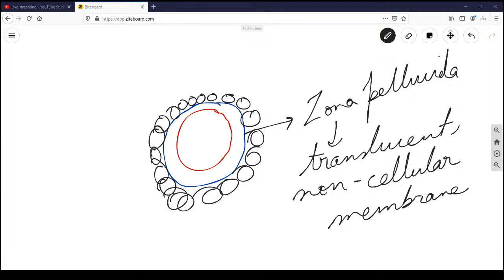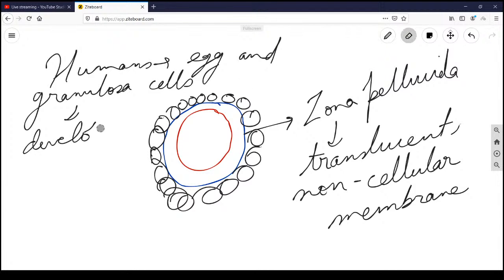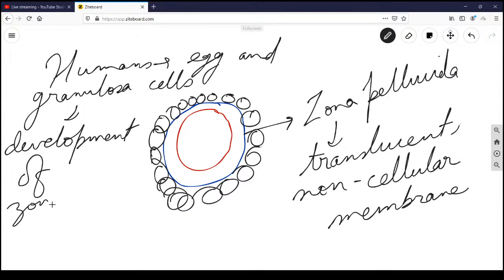Now they are also responsible for being the sperm receptor. You have ZP1, ZP2, ZP3. They are the sperm receptors which bind with the sperm. In rodents, the components of the zona pellucida, the four glycoproteins and glycosaminoglycans, are synthesized almost entirely by the developing egg itself. But in other mammals, the follicular cells also contribute towards the synthesis of the zona pellucida. Means in humans, both the developing egg and the granulosa cells, or primary follicular cells, contribute towards the development of zona pellucida.